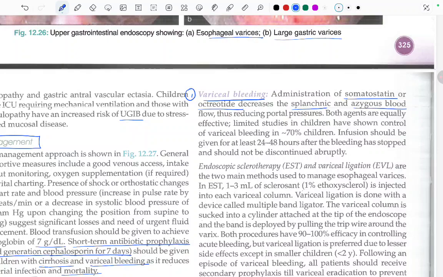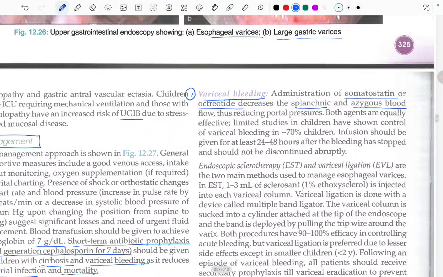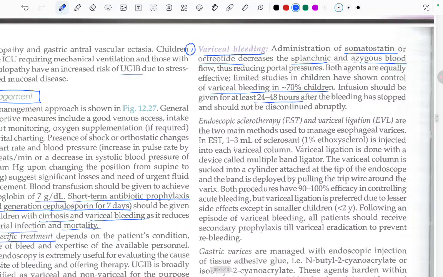Limited studies in children have shown control of the variceal bleeding in 70% of the children. Okay, infusion should be given for at least 24 to 48 hours after the bleeding has stopped and should not be discontinued abruptly. Now coming to this, endoscopic sclerotherapy and variceal ligation are the two main methods used to manage the esophageal varices.